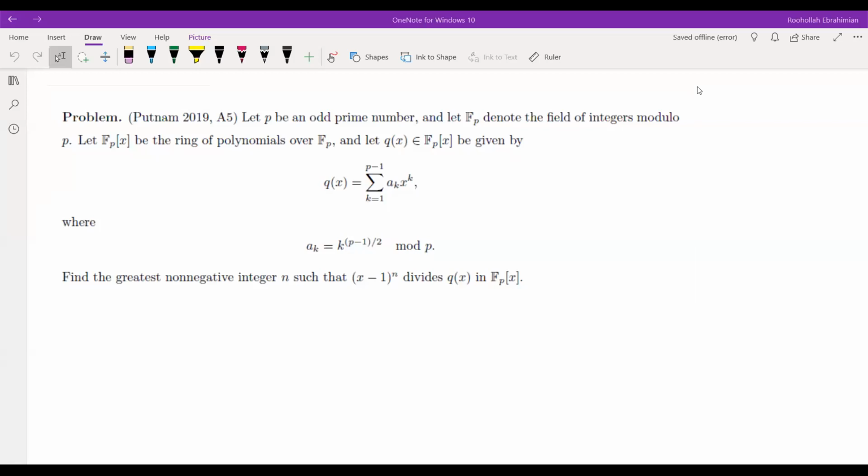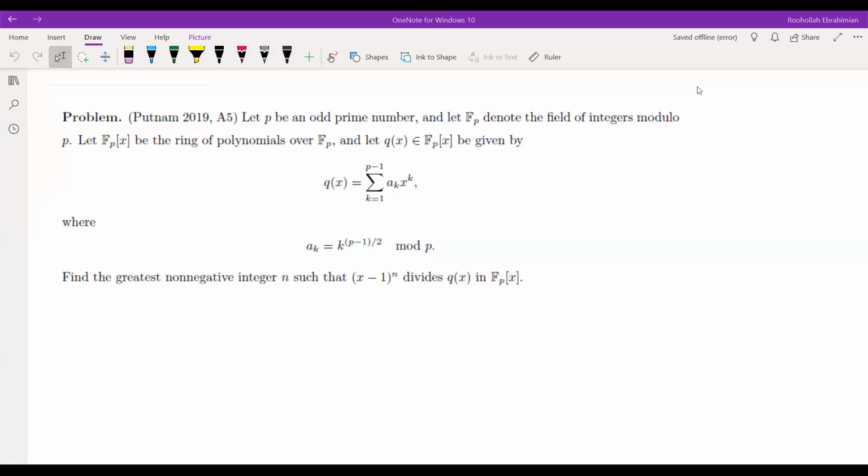So in this video, I'm going to go over problem A5 from 2019, Putnam 2019, which asks us to find the largest power of x minus 1 that divides a polynomial.